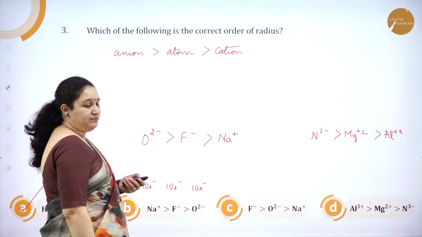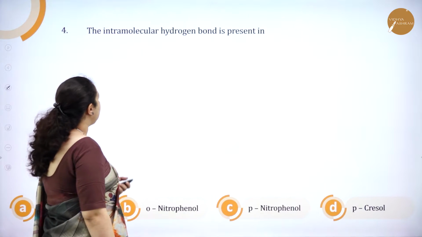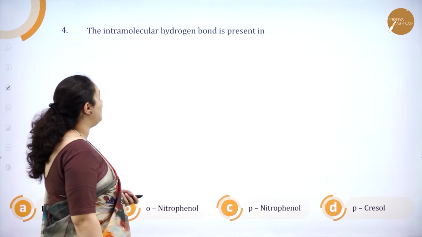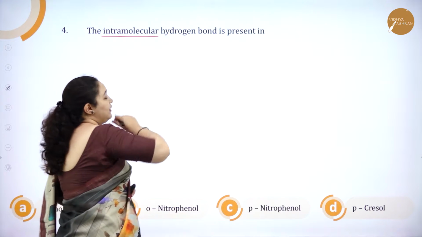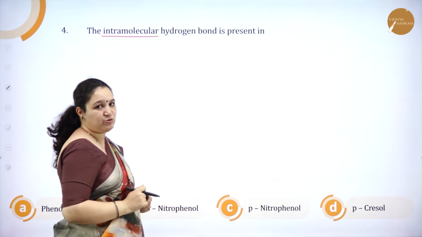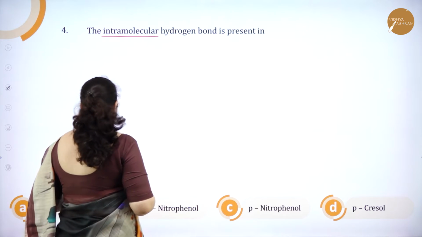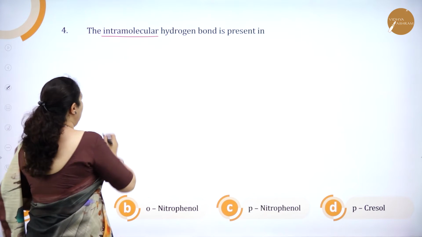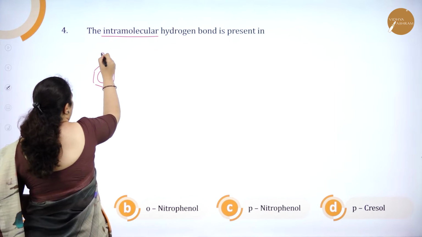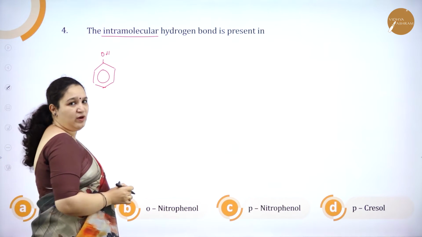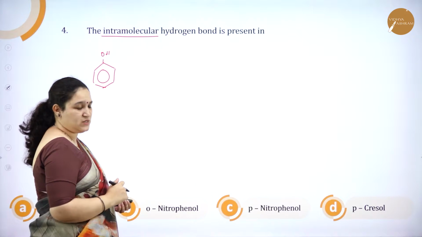That was the third question, now we have the fourth one. The intramolecular hydrogen bond is present in which? Intramolecular means within the molecule where the hydrogen bond is present. We'll see the options. Phenol. Phenol is just a benzene ring with an OH group. Here there is no hydrogen bonding possible within the molecule.